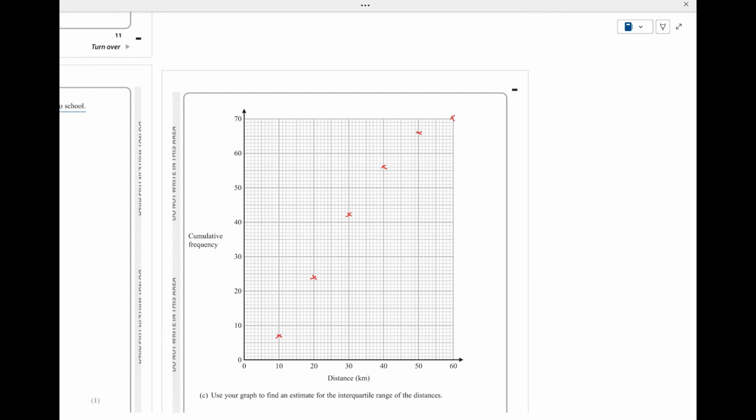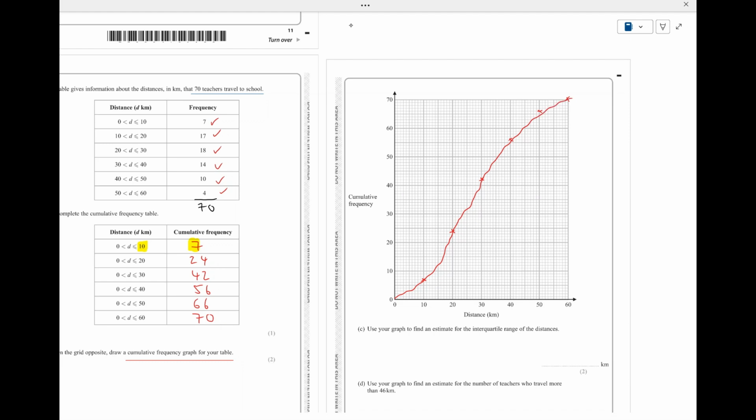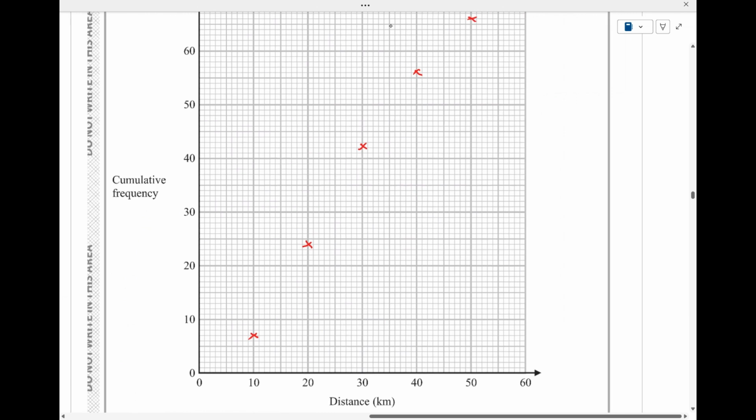Now, when you're joining up your cumulative frequency graph, you can draw a smooth curve between your points, or you can use your ruler and you can join each one up with a straight line. Because I'm on the screen, I'm going to do each one joined up with a straight line, which is perfectly all right.